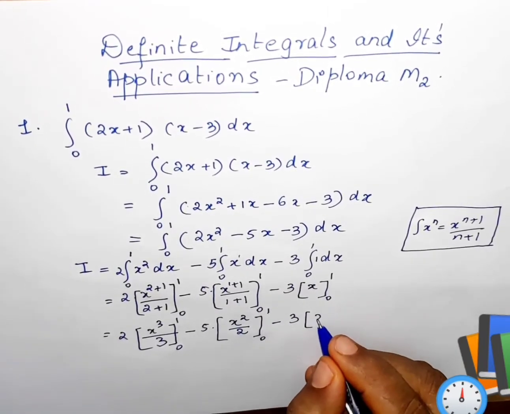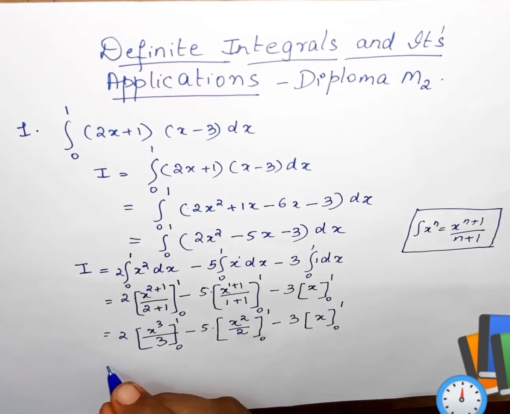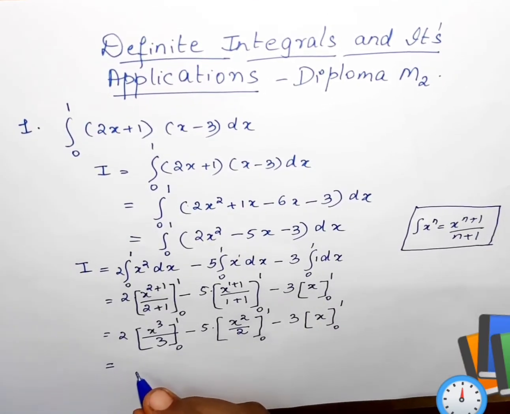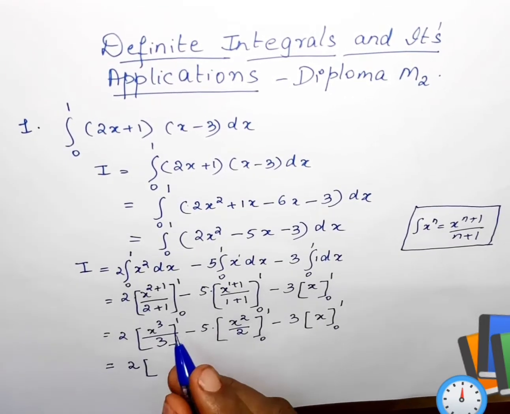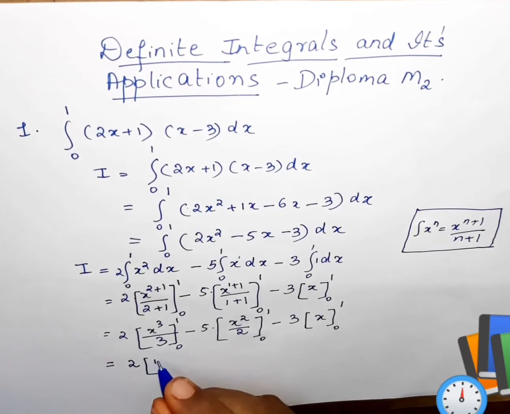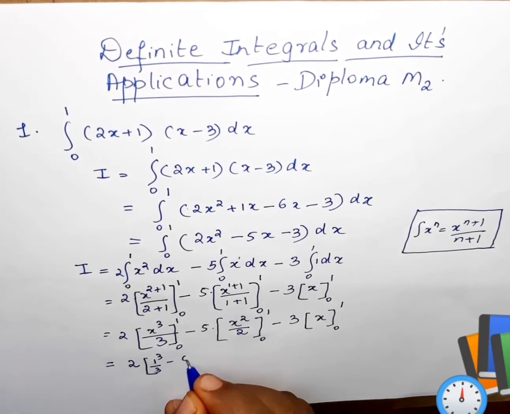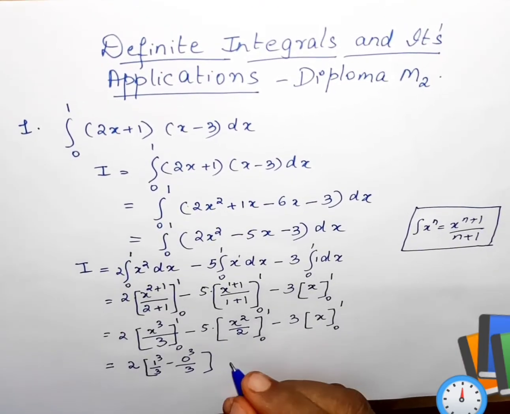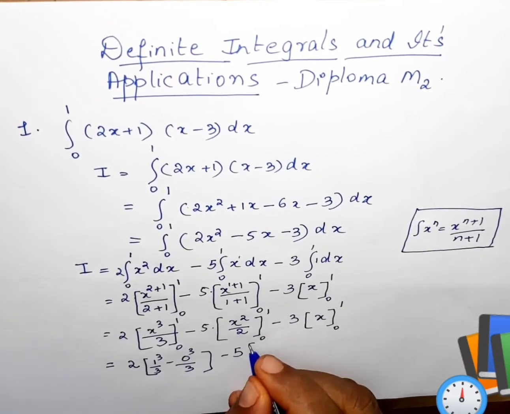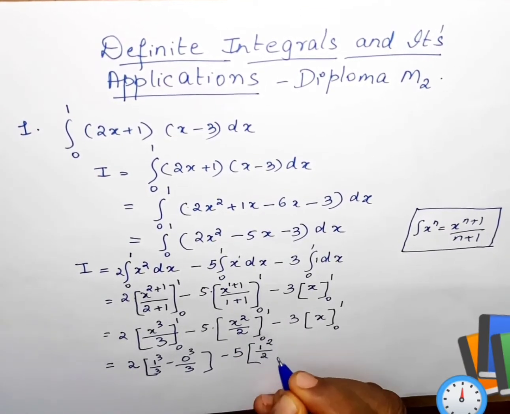Let us write the same term as it is, that is x, and in bracket let us write the lower and upper limit. Now this will be equal to 2 into, now 1 is the upper limit. So upper limit minus lower limit in x place. So this will become 1 cube by 3 minus 0 cube by 3. 0 is the lower limit. Upper limit is 1. So upper limit minus lower limit in x place.